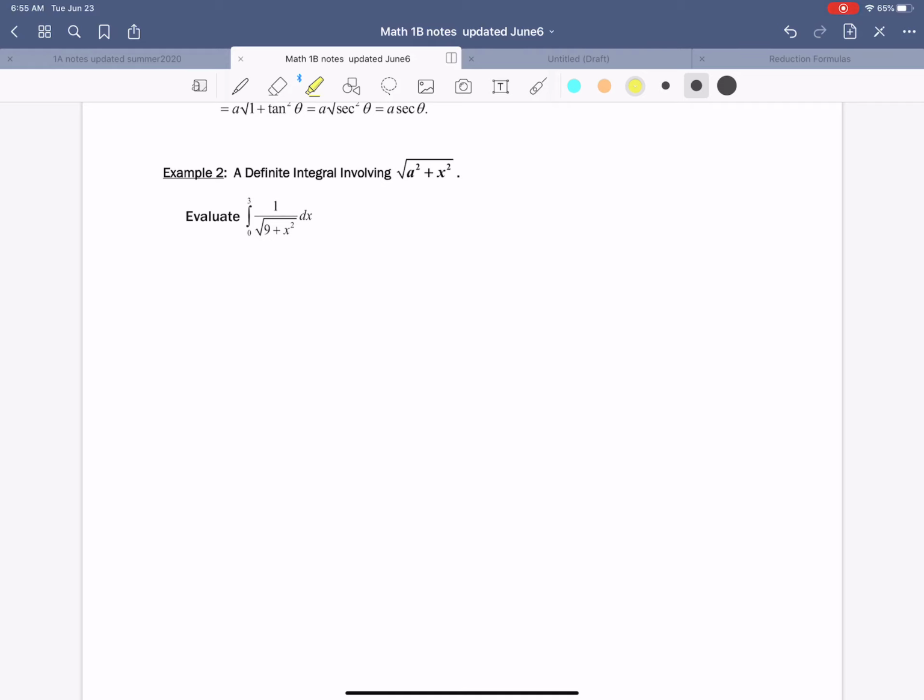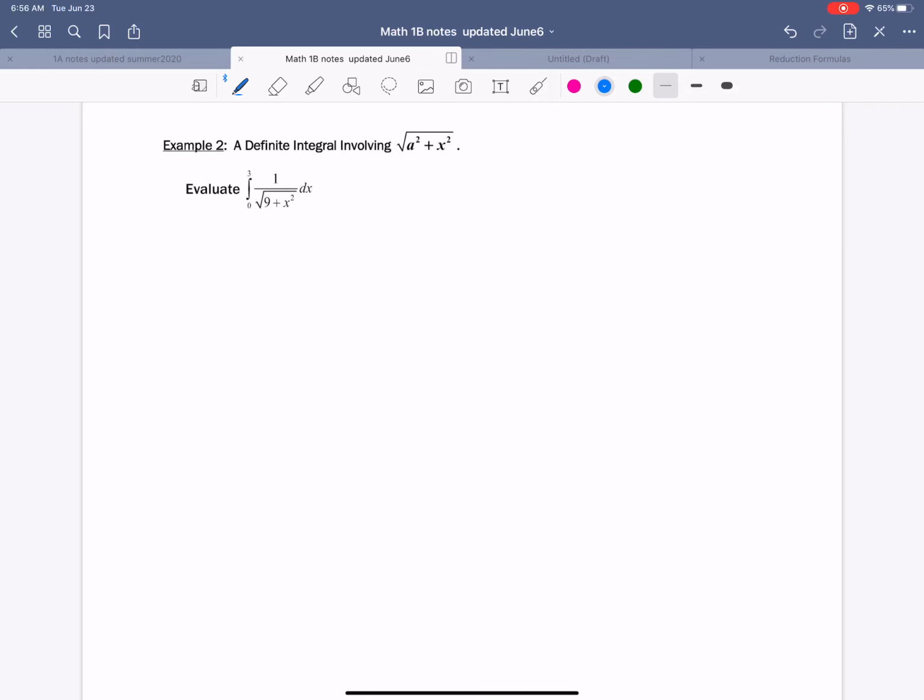This is a definite integral, so we will worry about the bounds a little later. For now, I'm just going to focus on evaluating the integral. So what is my a in this case? Looks like a is 3, because it's 3 squared. 3 squared is 9. So this integral can be written as 0 to 3, 1 over the square root of 3 squared plus x squared dx. So I'm going to let x be 3 tangent theta, dx be 3 secant squared theta d theta.